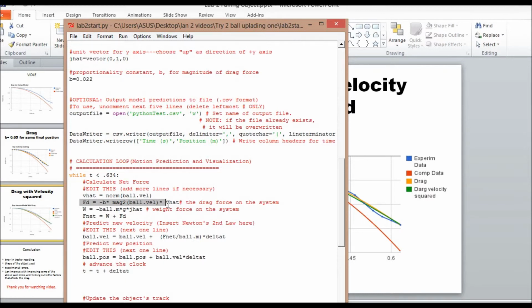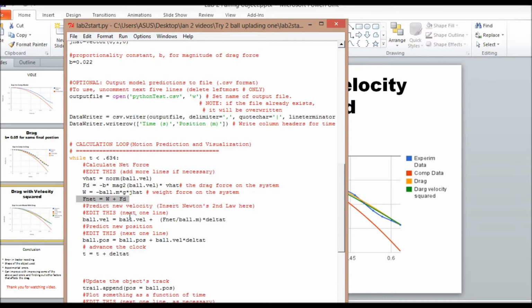And here is the equation that I used, that I took from the forum that we were using in the course, as I'm not aware of how to input the velocity squared equation in Python. So I just copied it from there. Sorry for that. And the net force that we are using is the weight plus the drag force. And I run the module.